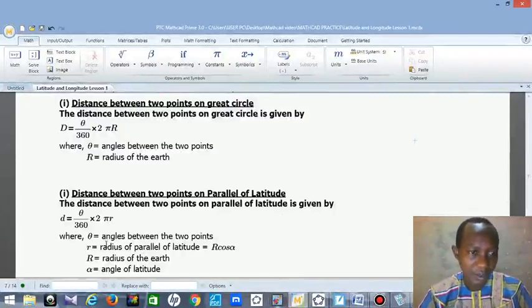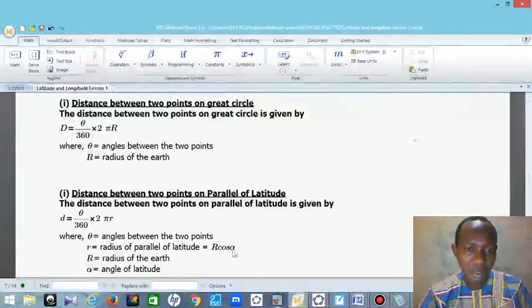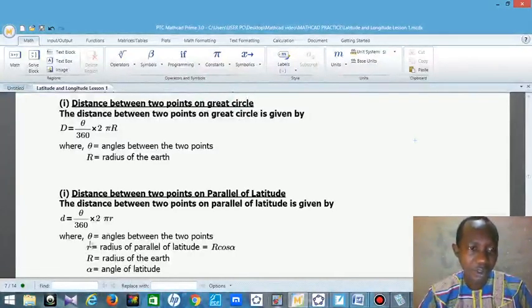You see this place here, I say small letter r is the radius of the parallel of latitude, and this is the formula we use to calculate small r. So you get the radius of the earth, the capital R, times it with cos alpha, and this alpha we have already treated in our last class. You see, alpha is the angle of latitude. You can see it here. So take note of this.